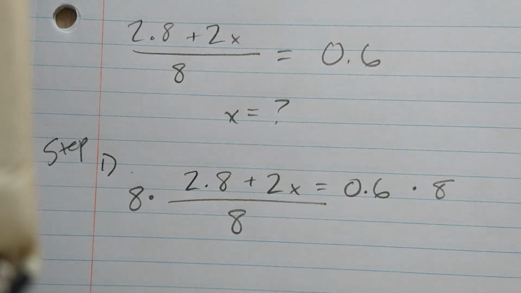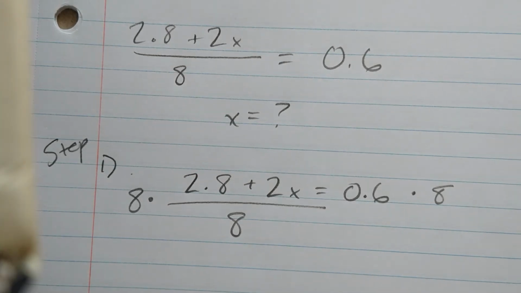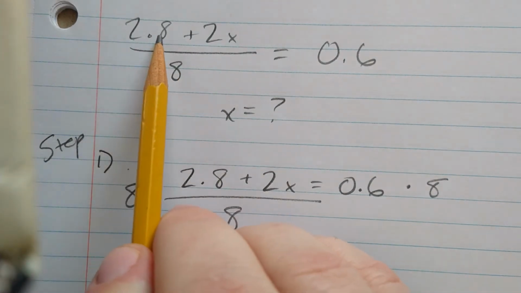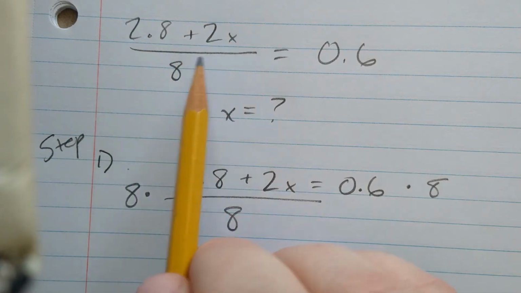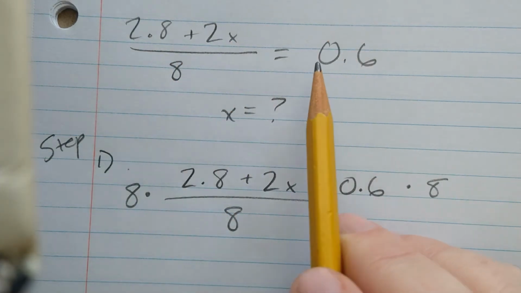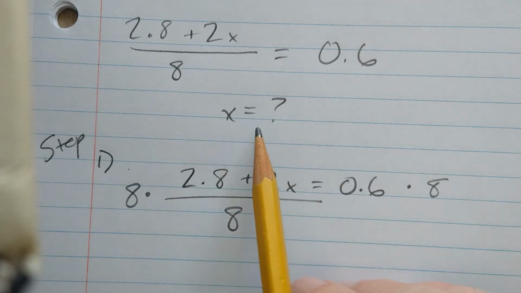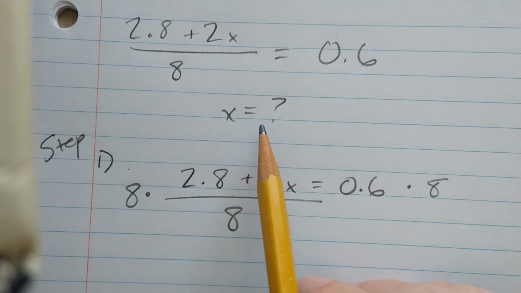All right, so I want to show you this video. It's one of the example problems from Acellus. So how would you solve it? The problem is 2.8, 2 and 8 tenths, plus 2x divided by 8 equals 6 tenths, or 0.6. Of course, we're trying to isolate, or solve for, x.